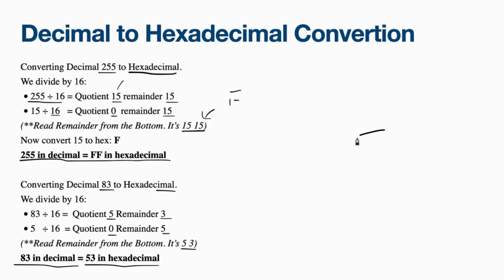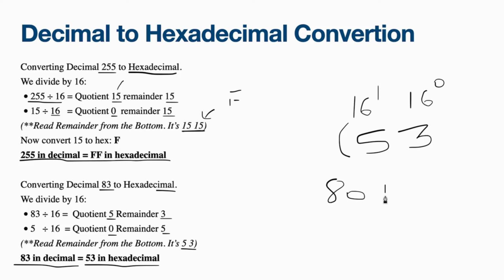Now if you want to check whether your answer is correct or not, we can again convert this hexadecimal to a decimal. Now since 53, we can write it as 16 raised to the power 0 and 16 raised to the power 1. Now 5 into 16 raised to the power 1 is 80, plus 3 into 16 raised to the power 0 is 3. So you get 83. This way you can cross verify your results.